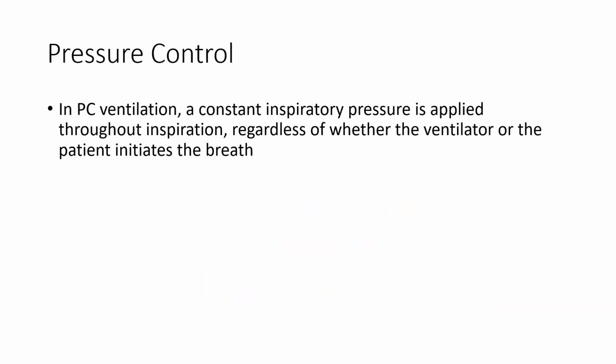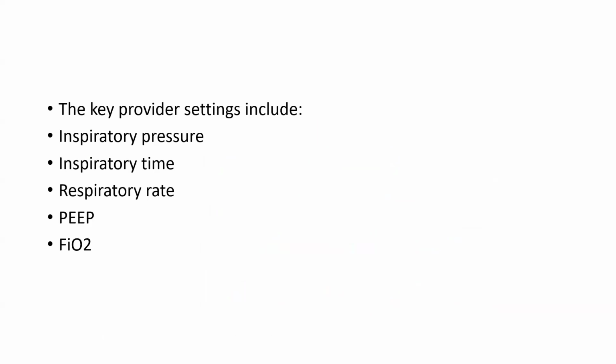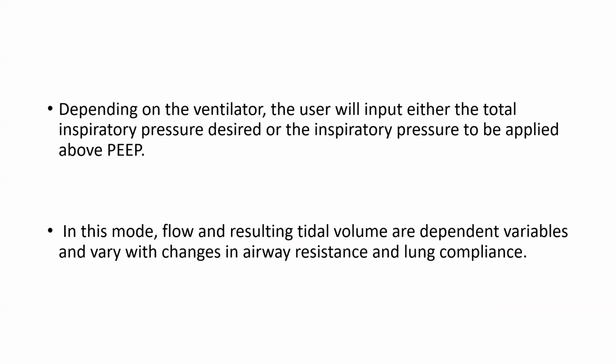Now we'll see what pressure control is. In pressure control ventilation, constant inspiratory pressure is applied throughout inspiration, regardless of whether the ventilator or the patient initiates the breath. The key provider settings are inspiratory pressure, inspiratory time, respiratory rate, PEEP, and FiO2. Depending on the ventilator, the user will input either the total inspiratory pressure desired or the inspiratory pressure to be applied above PEEP. In this mode, the flow and the resulting tidal volume are dependent variables and can vary with changes in the airway resistance and lung compliance.